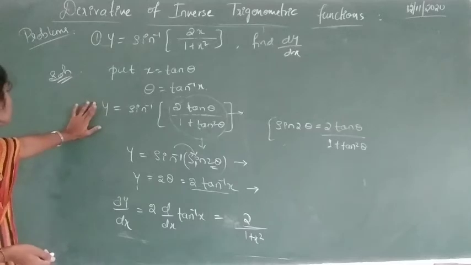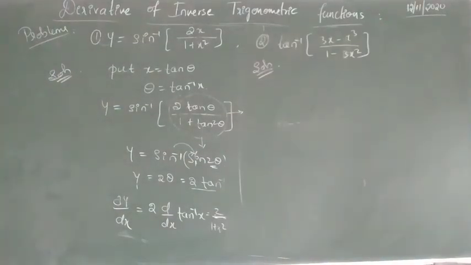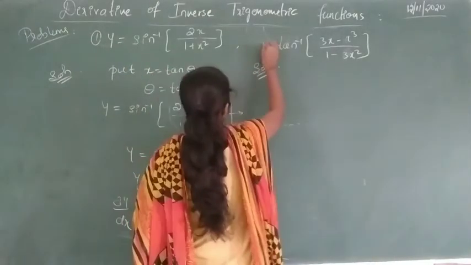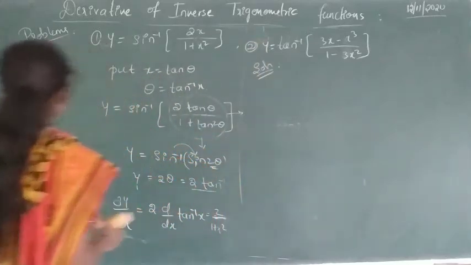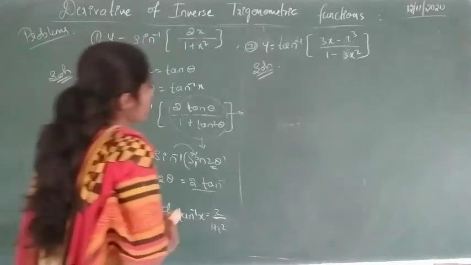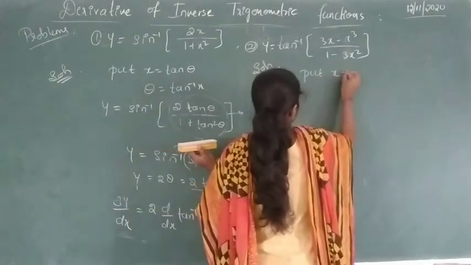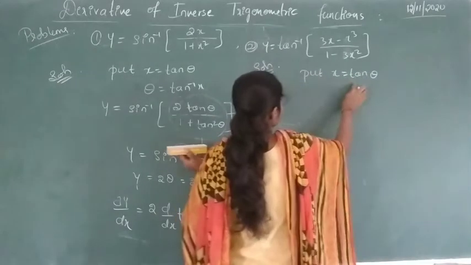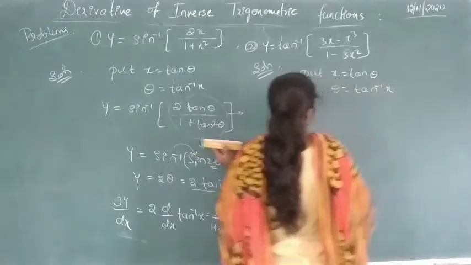You cannot do it. So let's see the next problem. Let's discuss this problem. This is also similar to the previous one. So here what you will do is, put x is equal to tan theta. Theta, that is tan inverse x.